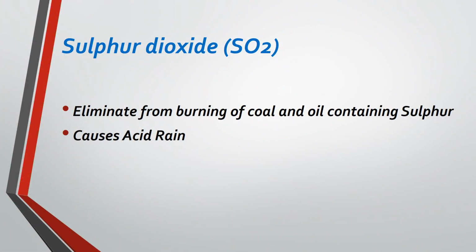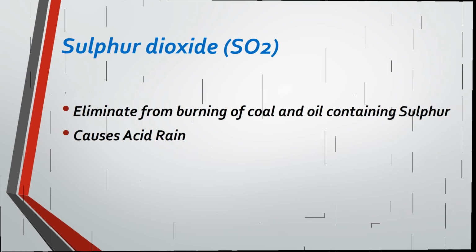Sulfur dioxide, what actually is sulfur dioxide? Sulfur dioxide is emitted from the burning of coal and oil containing sulfur. What does it cause? It causes acid rain. The effect of sulfur dioxide is acid rain.